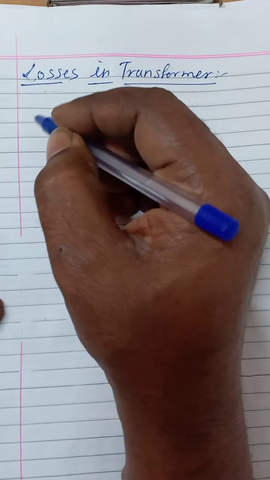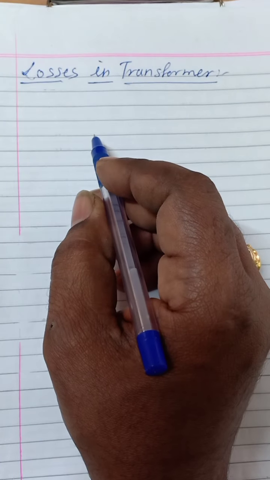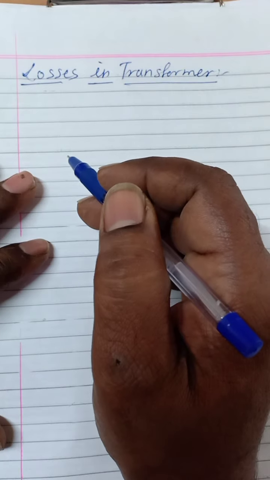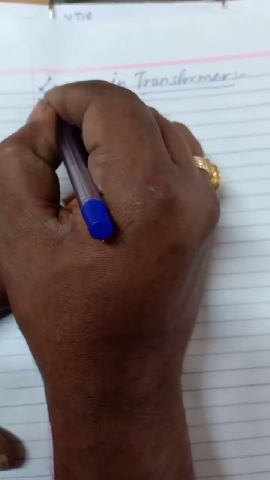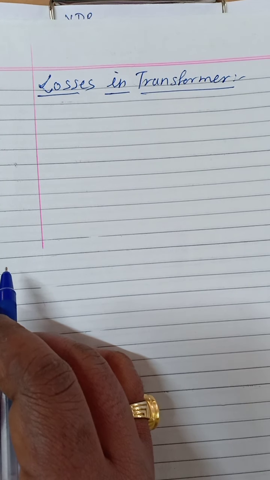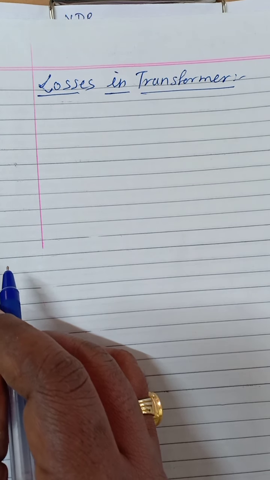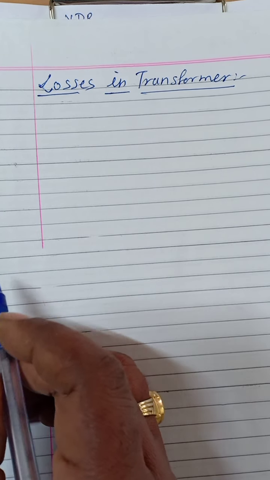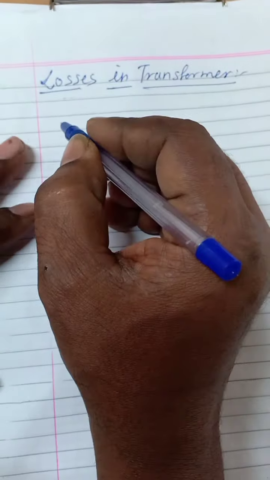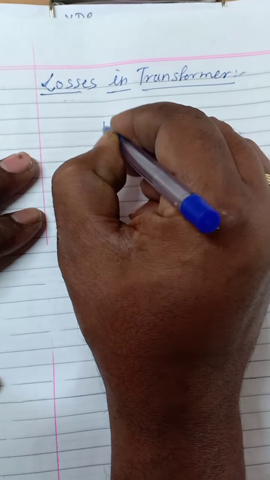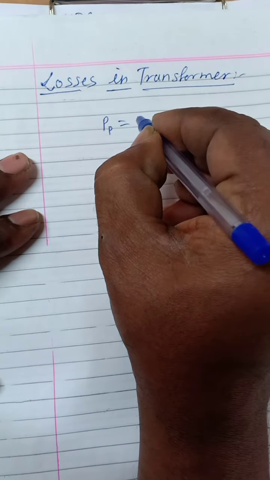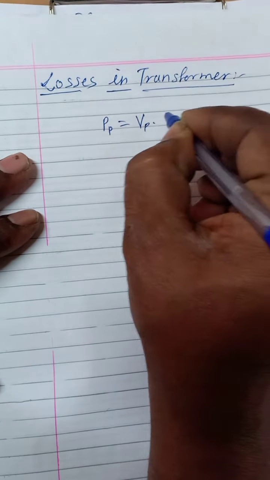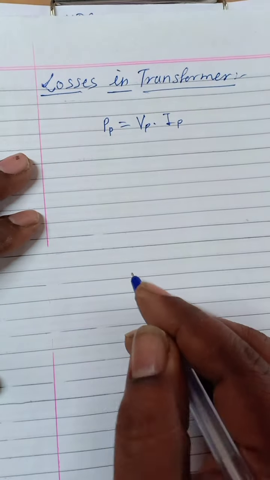Good morning. Today we are going to see losses in a transformer. In our last lecture we saw the working principle of this transformer and also the power in a transformer. So the power at primary is PP, that is equal to voltage at primary into current at primary.